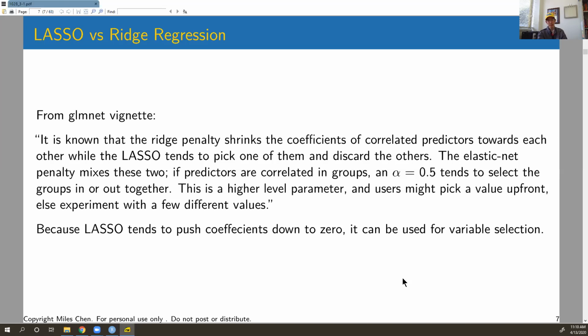This is a higher level parameter, and users might pick a value up front or experiment with a few different values, okay? And what we saw is that LASSO tends to push some of the coefficients down to 0, and so it can be used for variable selection in and of itself.